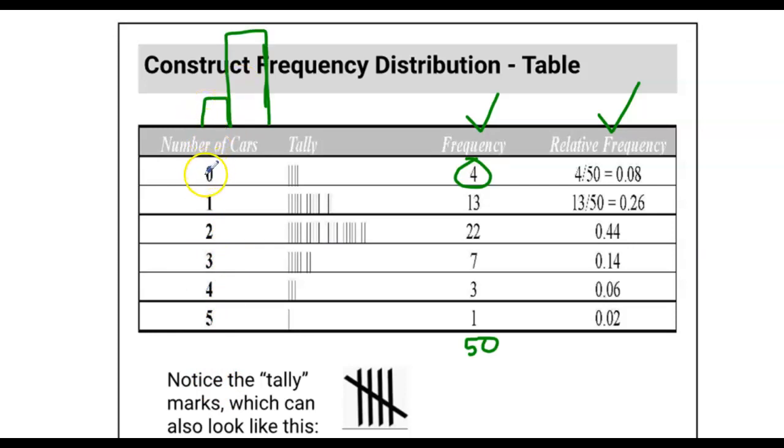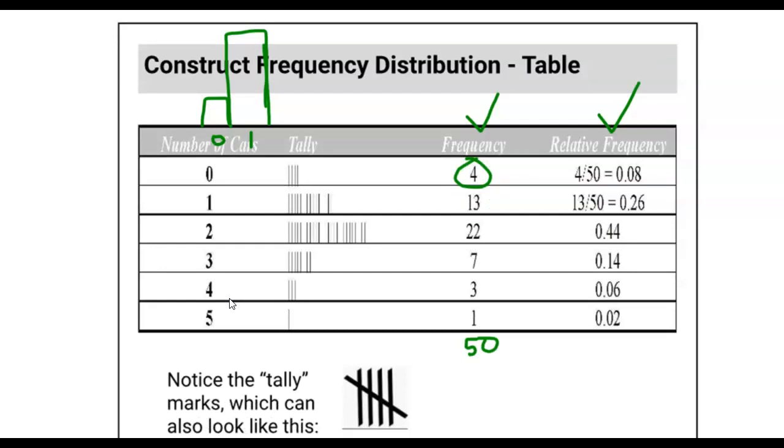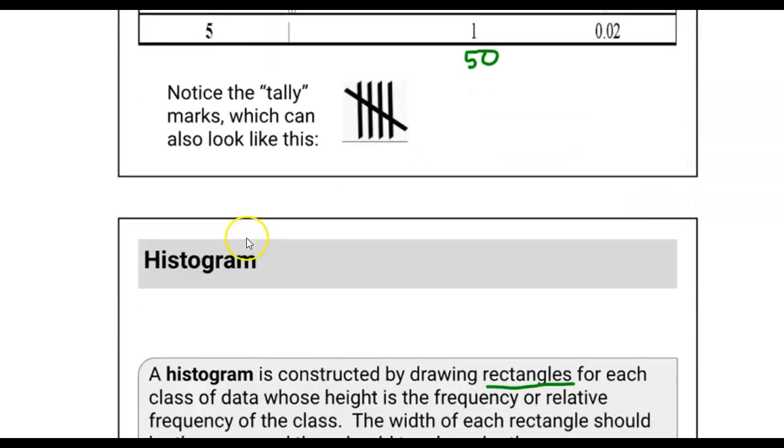So for example, for the number of cars 0, the height of this rectangle would be 4. For number of cars 1, the height of this rectangle would be 13, and so on, right? We're just identifying each of the different categories and how tall the bar is based on the frequency. And that'll tell us, kind of like in a bar graph, right? That'll tell us which one of the categories is largest.